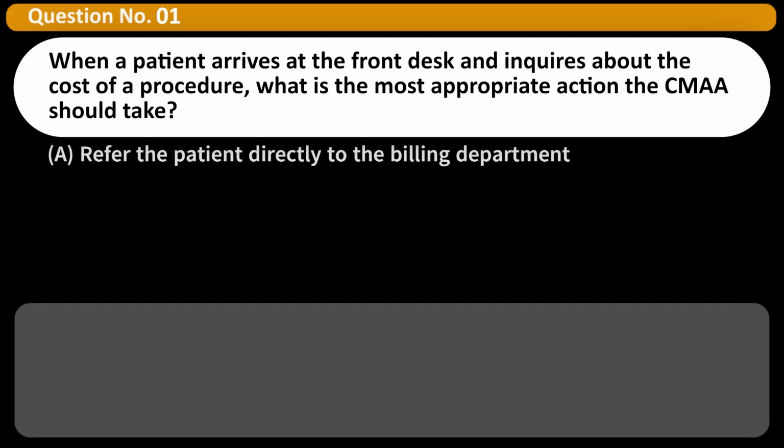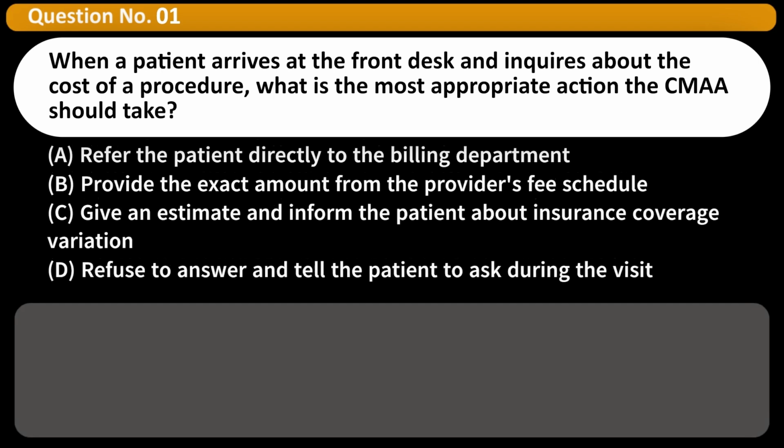When a patient arrives at the front desk and inquires about the cost of a procedure, what is the most appropriate action the CMAA should take? A. Refer the patient directly to the billing department. B. Provide the exact amount from the provider's fee schedule. C. Give an estimate and inform the patient about insurance coverage variation. D. Refuse to answer and tell the patient to ask during the visit.